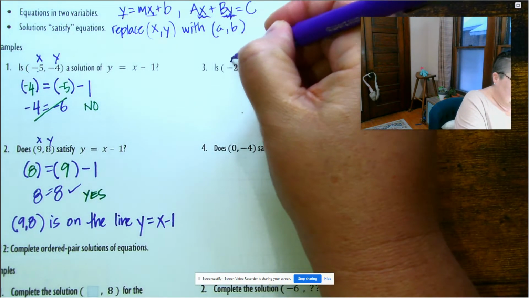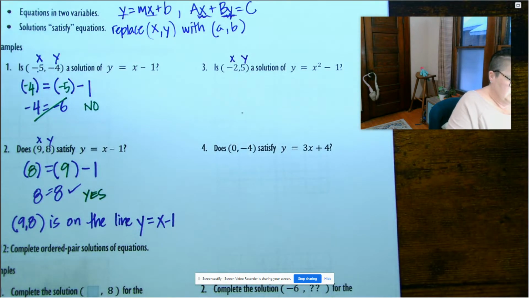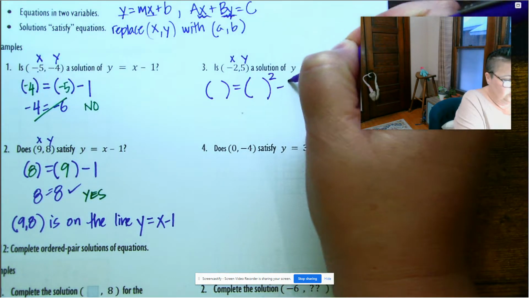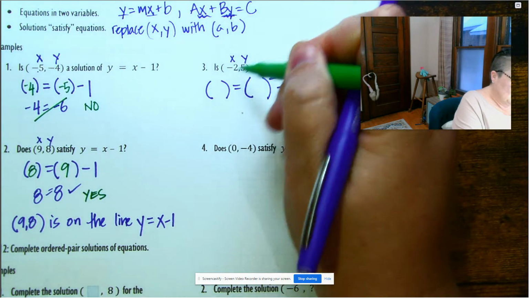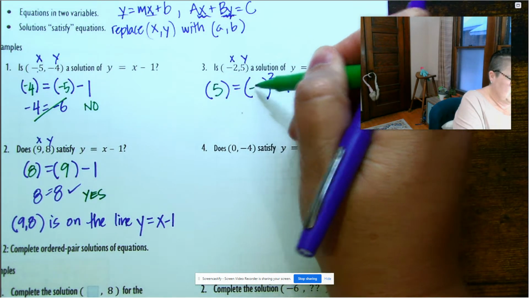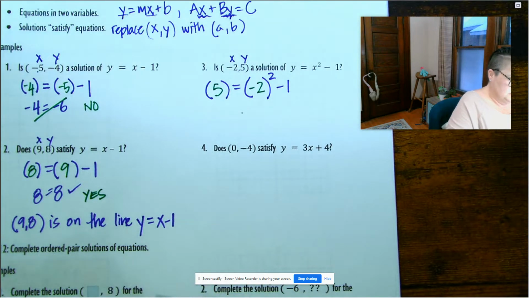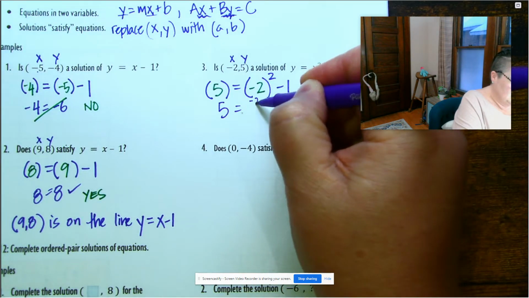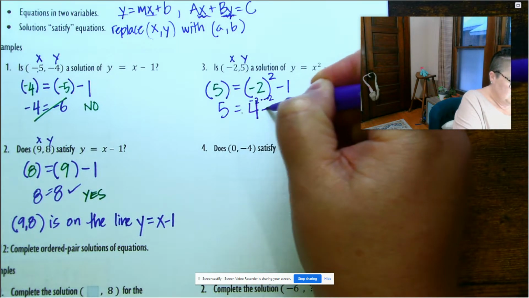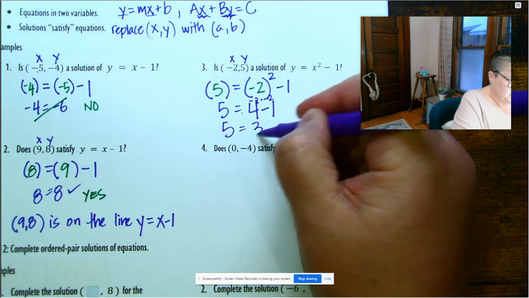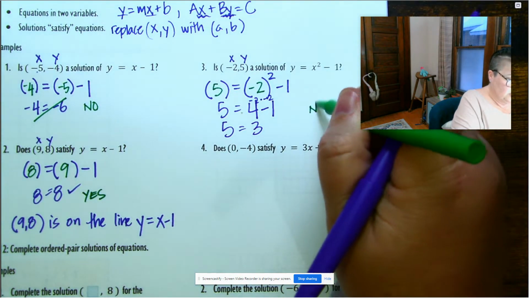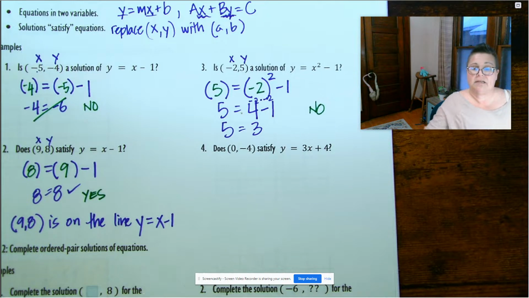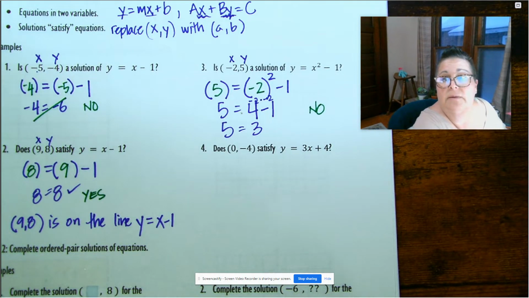Negative 2, 5. This would be our x value. 5 would be the y value. Y is equal to x squared minus 1. So our y value is 5. Our x is a negative 2. So we would have 5 is equal to a negative 2 squared. That's negative 2 times a negative 2, or a positive 4 minus 1. Here we have 5 is equal to 3. So this is clearly a no, because it is not a solution. That would tell us that that point is not on the line.